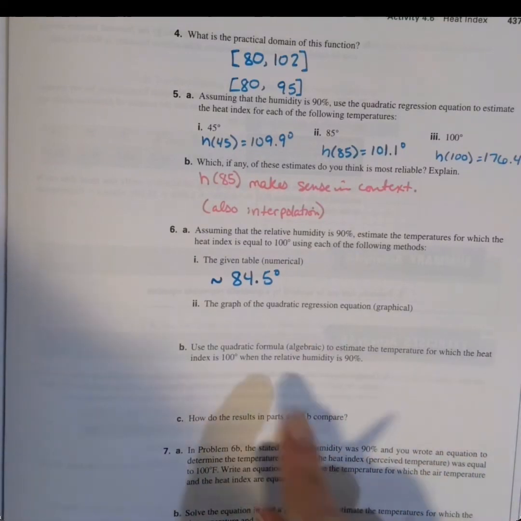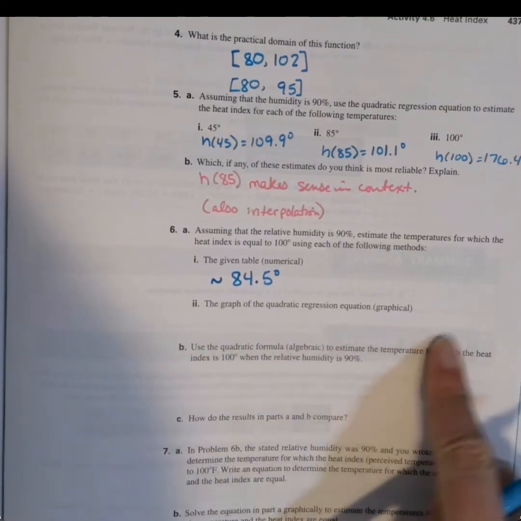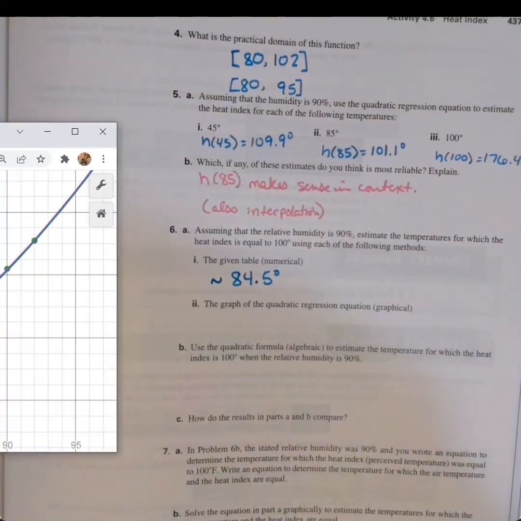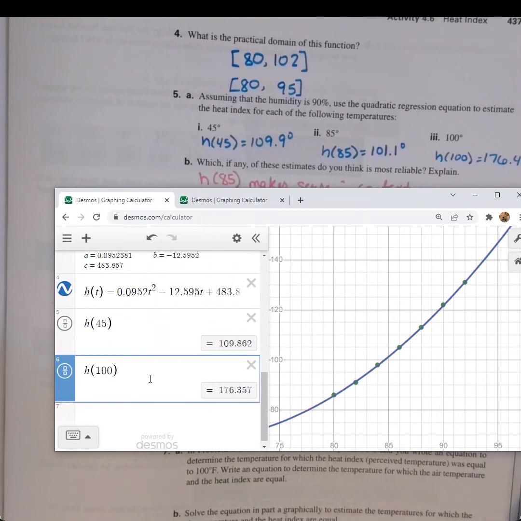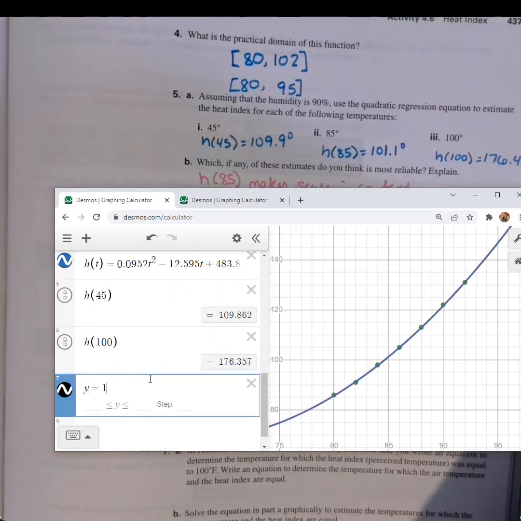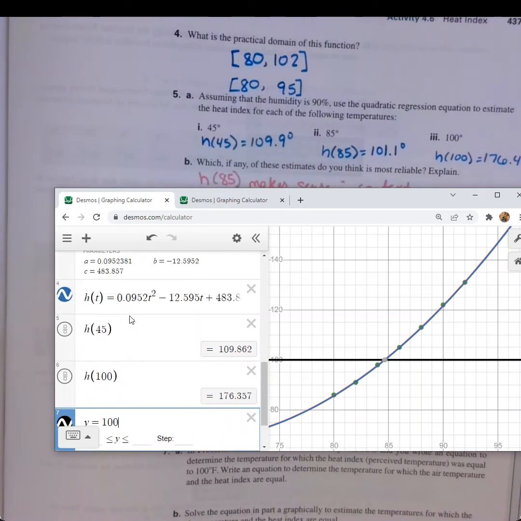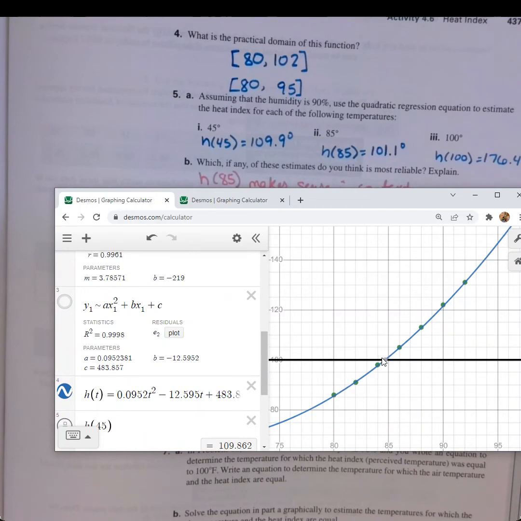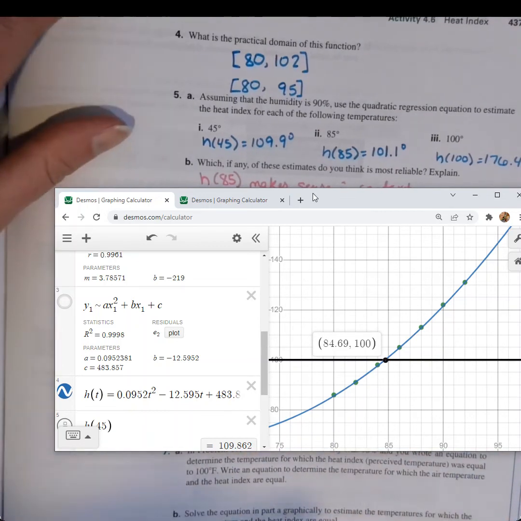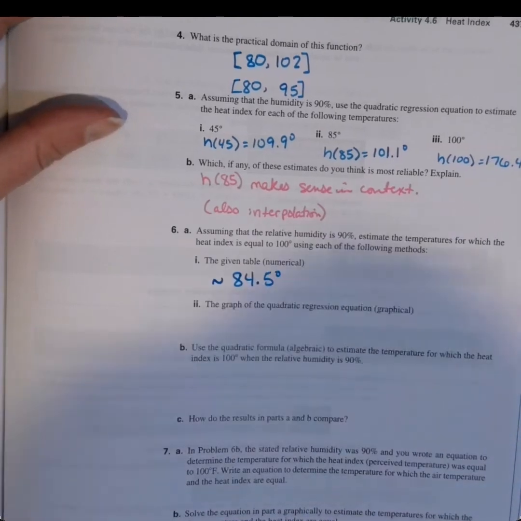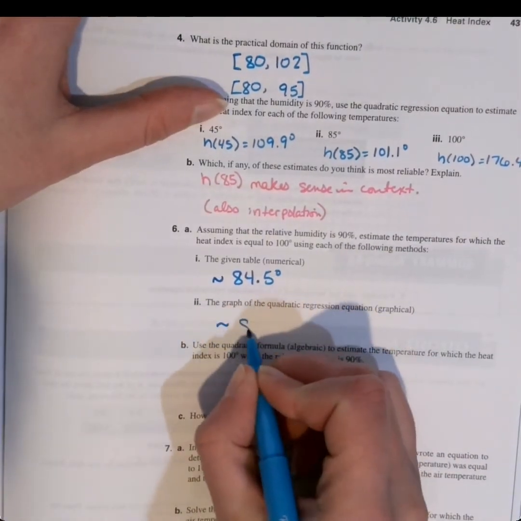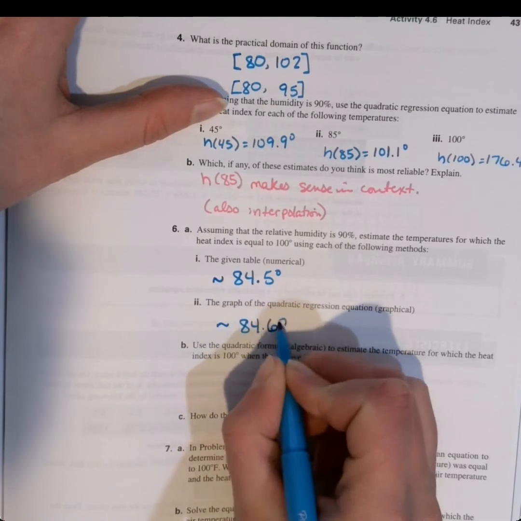Now we're going to base it off the equation, so graphical. We'll get some more precision here. 100 this time is the output, so y equals 100. Let me turn off the actual regression line just so we can intersect and hit this point. Graphically, we're at 84.69 or 84.7. So we're kind of close for the numerical, but graphical, we get a guess of 84.69 degrees.